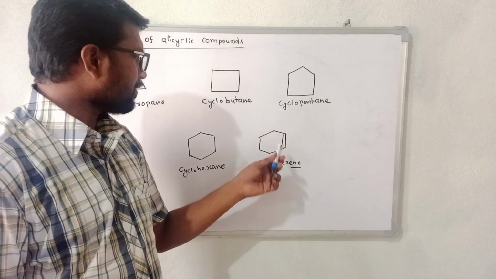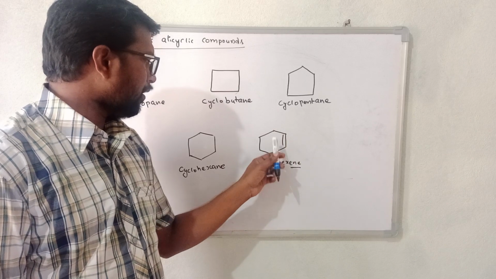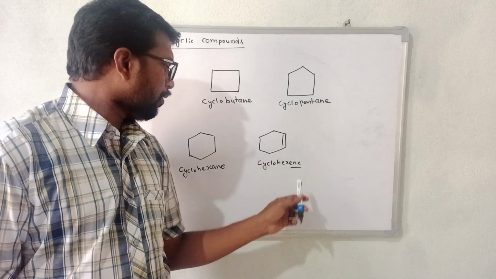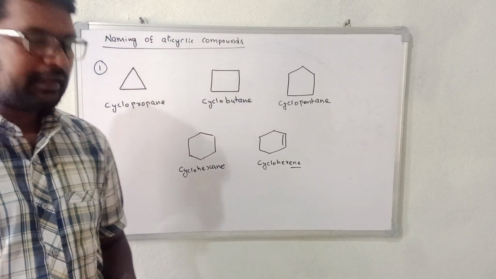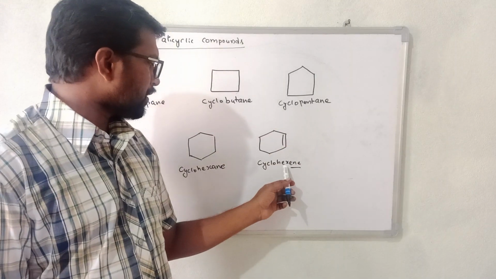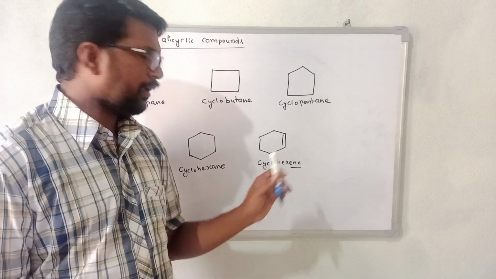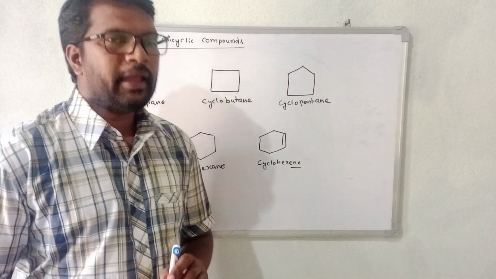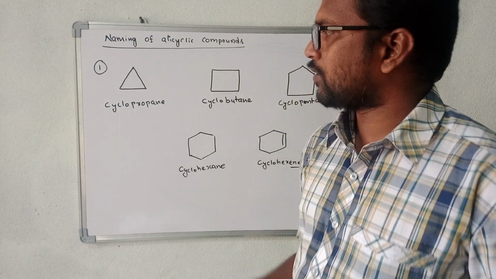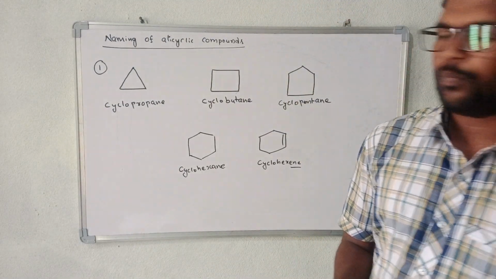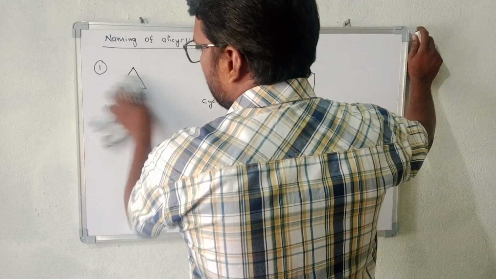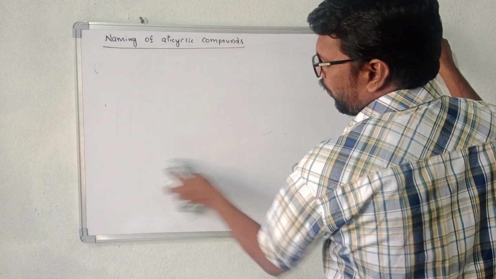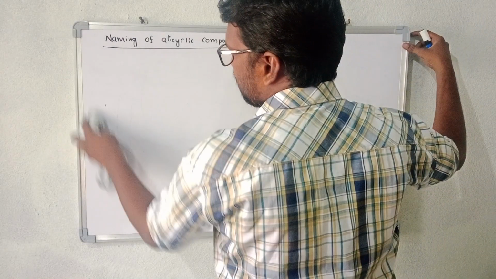And in this example, 6 carbons are present, but one double bond is present. Whenever a double bond is present, we use the suffix "ene". So a total of 6 carbons means hex, and a double bond is present, hexene, and it is present cyclically. That's why you can write cyclohexene. So these are some examples of alicyclic compounds. These are without side chains. So without side chains, whenever an alicyclic compound is present, we can write the structure like this.